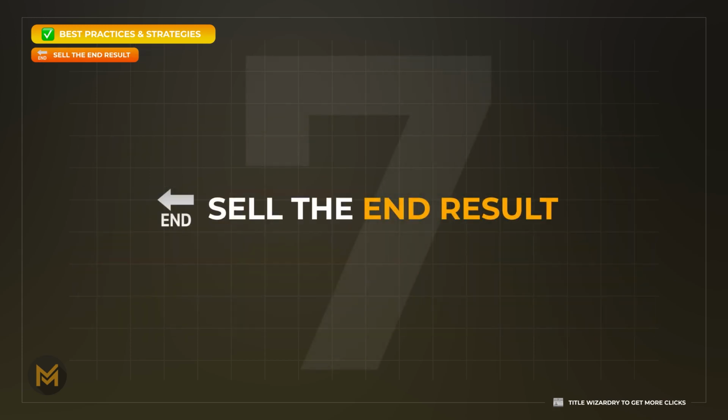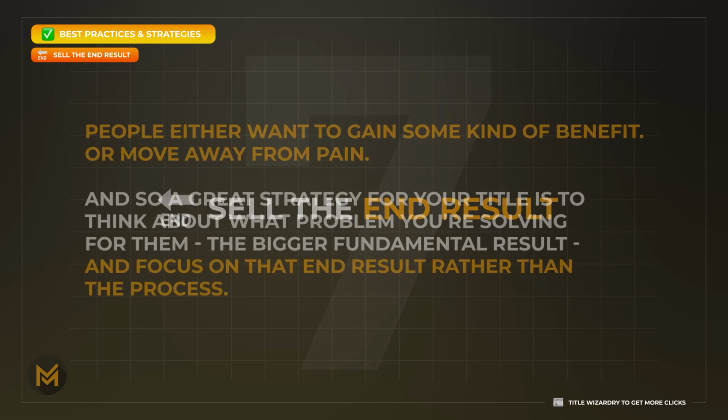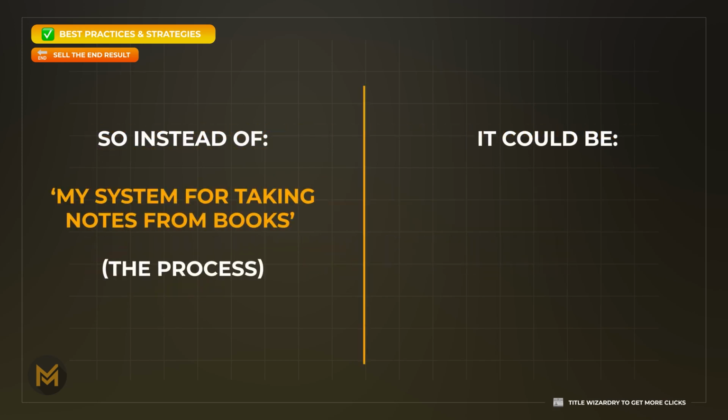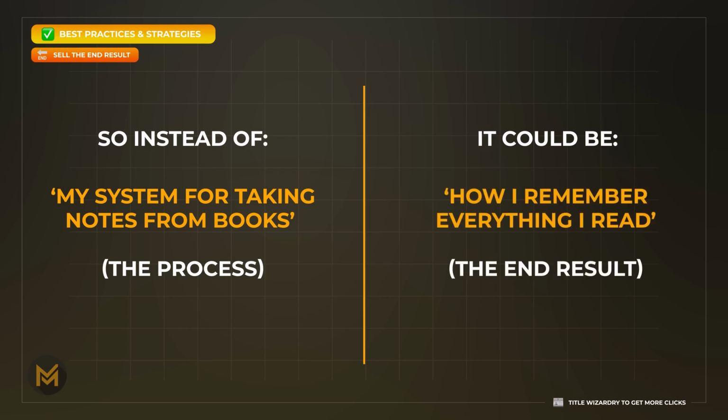Number 7, sell the end result. People either want to gain some kind of benefit or move away from pain. And so a great strategy for your title is to think what problem you're solving for them, the bigger fundamental result, and focus on that end result rather than the process. So instead of my system for taking notes from books, which is the process, it could be how I remember everything I read, which is the end result the audience want to get.